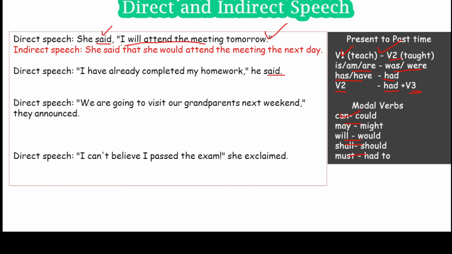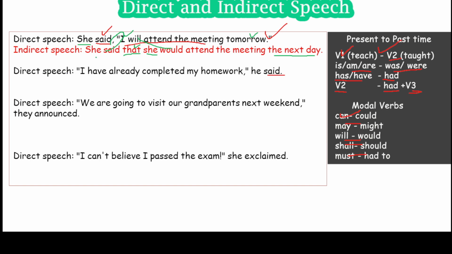So she said, then remove commas, and in place of commas we have used "that". She said that I will, who is I here? I is she, so that's why "she". "Will" changes to past form, "would attend the meeting". Tomorrow will change to the next day or the following day.